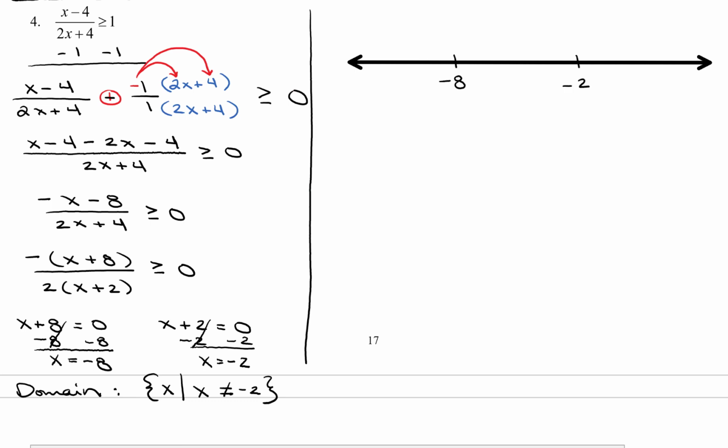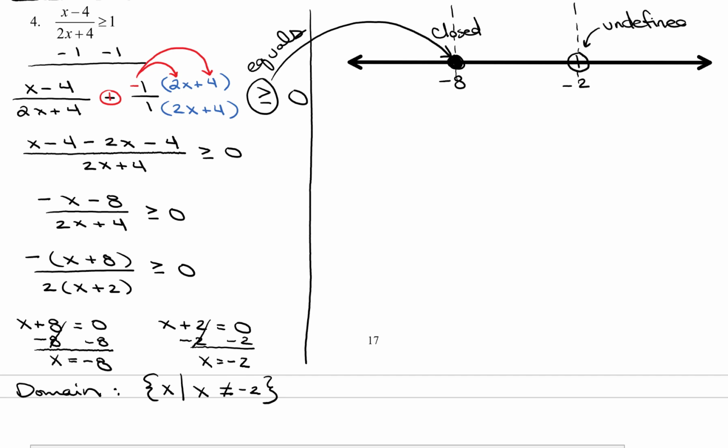All right, here's my number line. I'm separating it using those critical values at negative 8 and at negative 2. Notice I drew an open circle on that negative 2 right away, and I'm drawing a closed circle on negative 8. Closed because there's an equal sign. That means I can include that negative 8 because it can equal 0. Open on the negative 2 because it's undefined at x equal to negative 2.